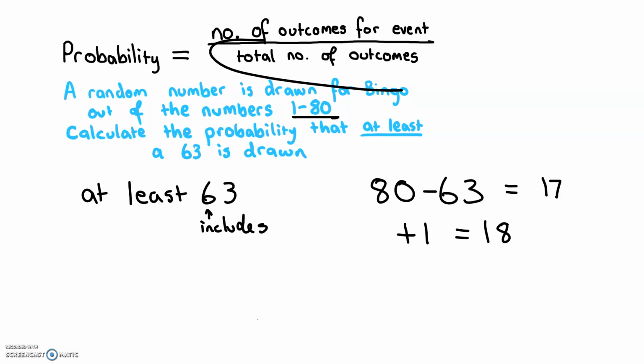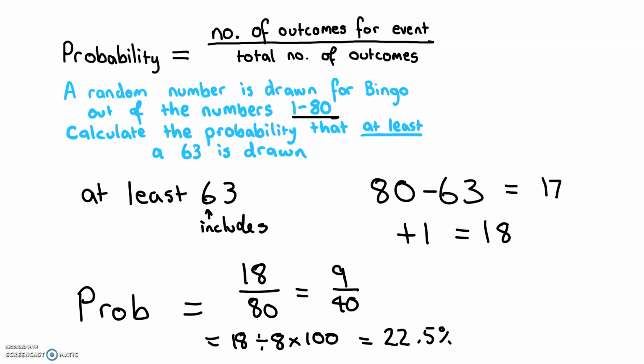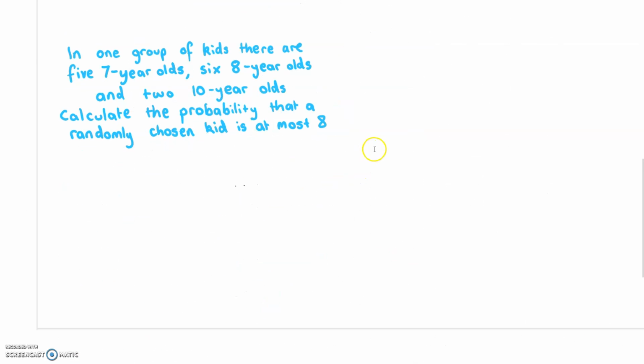And then the total number of outcomes is 80 because it's the numbers 1 to 80. So our probability is going to be 18 out of 80. Or if we want to simplify it, we could say 9 out of 40. And if we want to get really fancy, we could quickly turn that into a percentage by dividing and timesing by 100. And so it's roughly 22.5%. Cool. All right, let's do the second example.